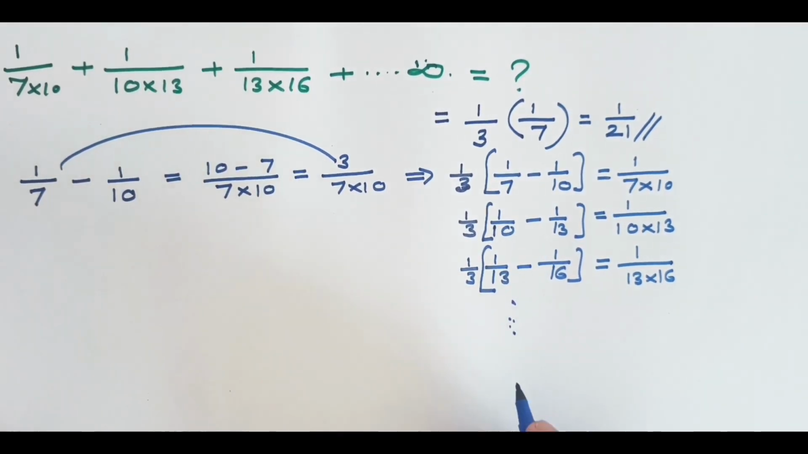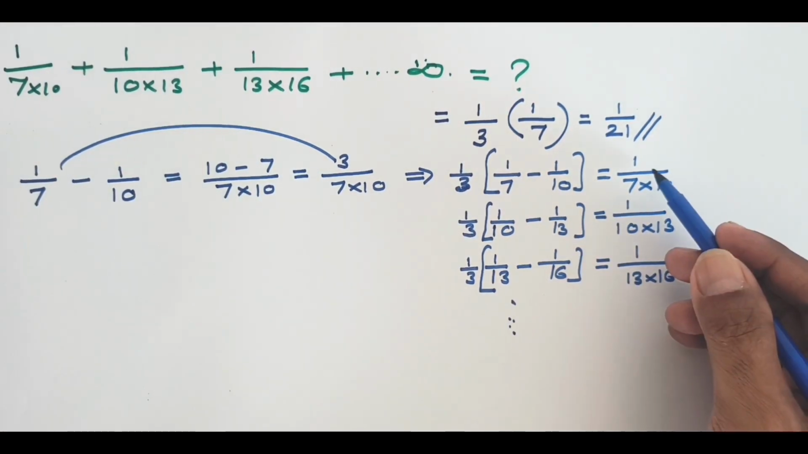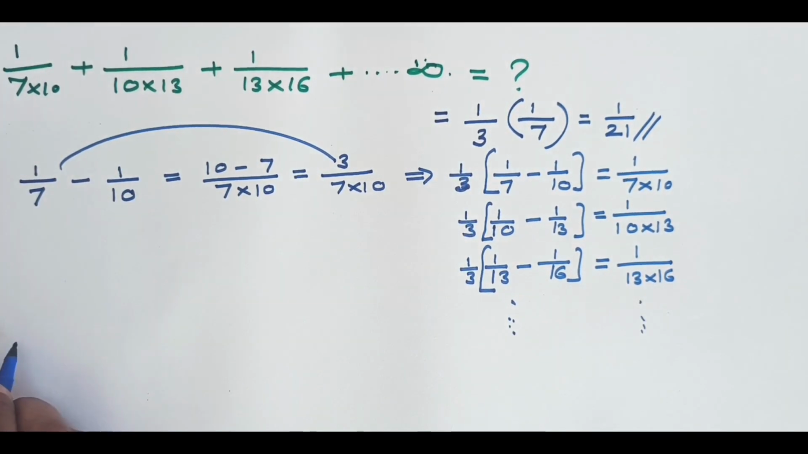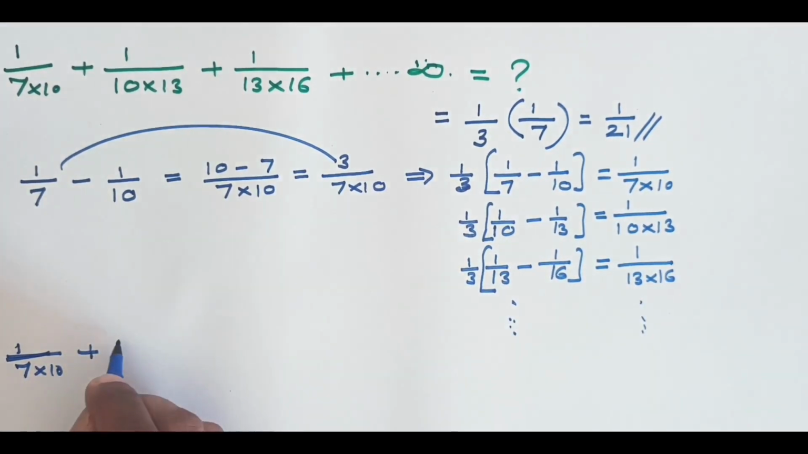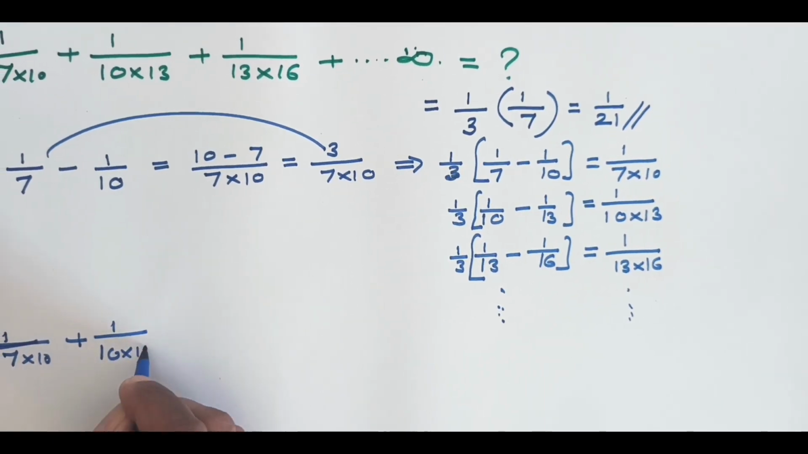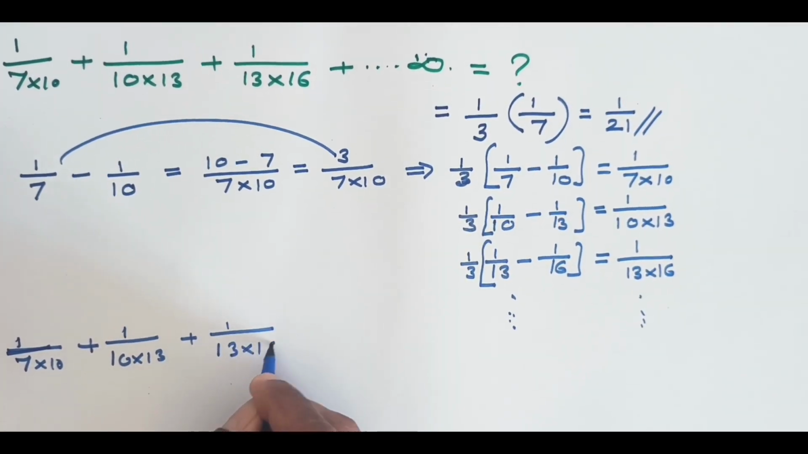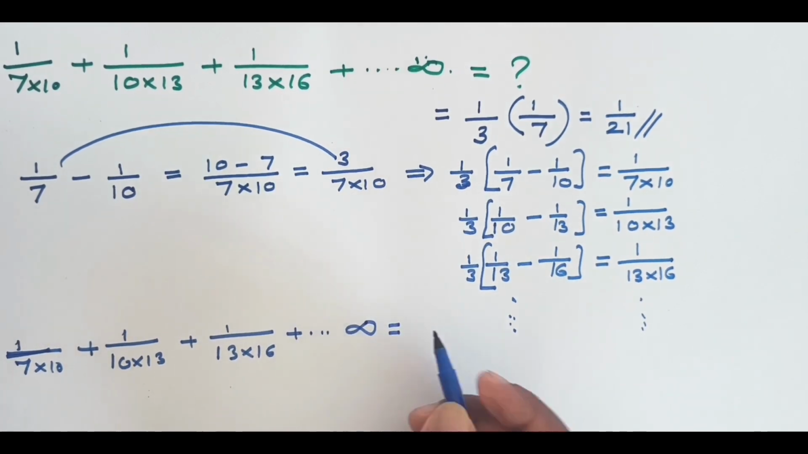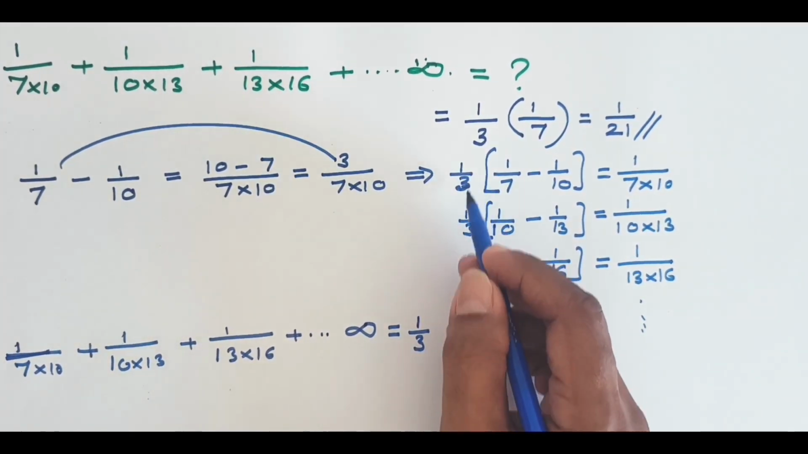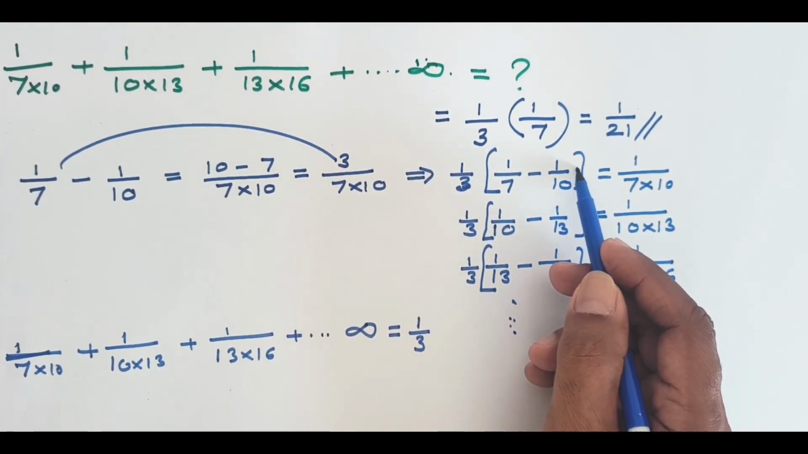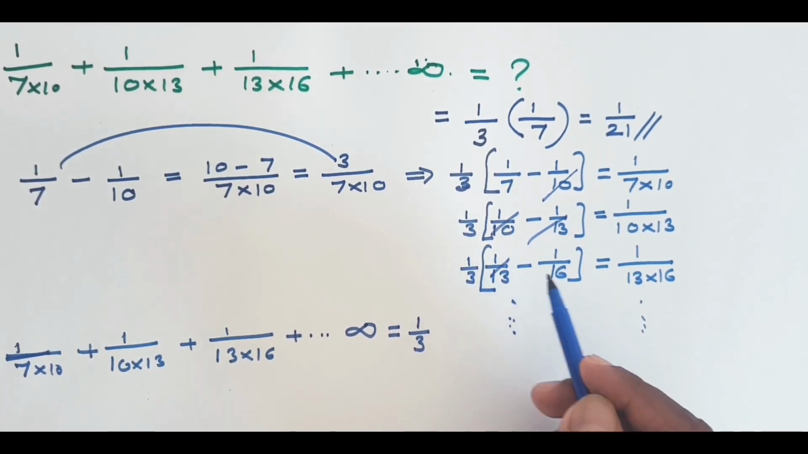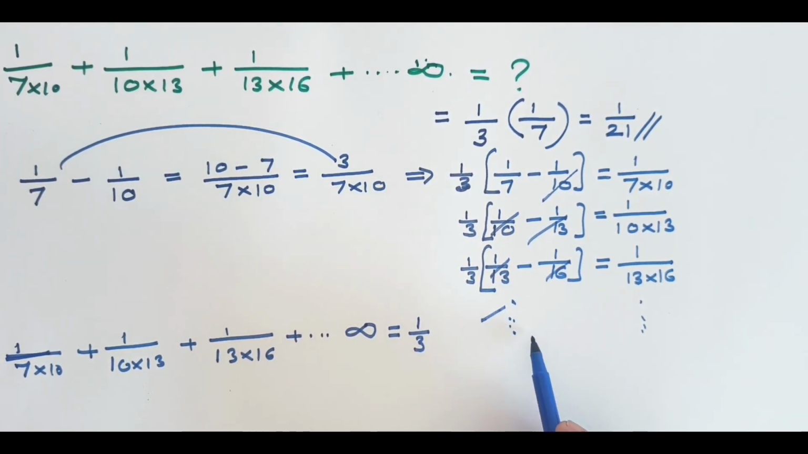There's no end to this. Okay. Now, when adding up all these infinite equations and writing this first, the right side will be the given series. So let me write the right side first. This is what you have. 1 over 7 multiplied by 10. Then 1 over 10 multiplied by 13. Then 1 over 13 multiplied by 16 up to infinity equals, if you look at the left side, 1 over 3 is common in all the terms. And look at the terms inside the bracket, they will cancel out each other. This will cancel with this, this will cancel with the subsequent term, and it will go on infinitely.